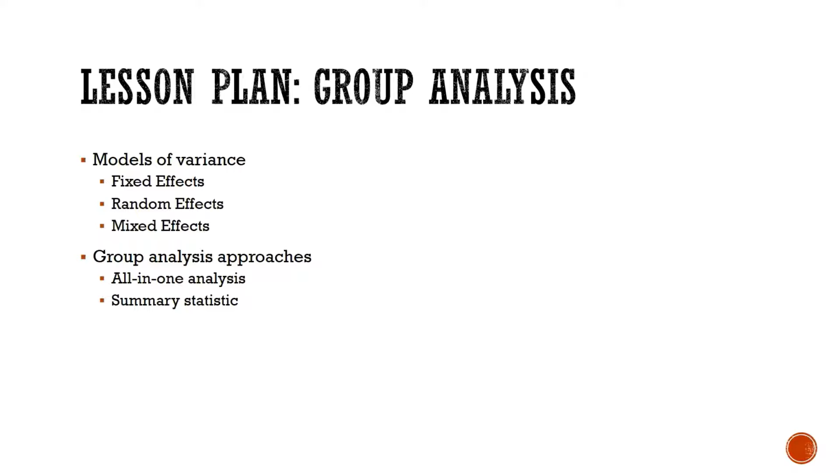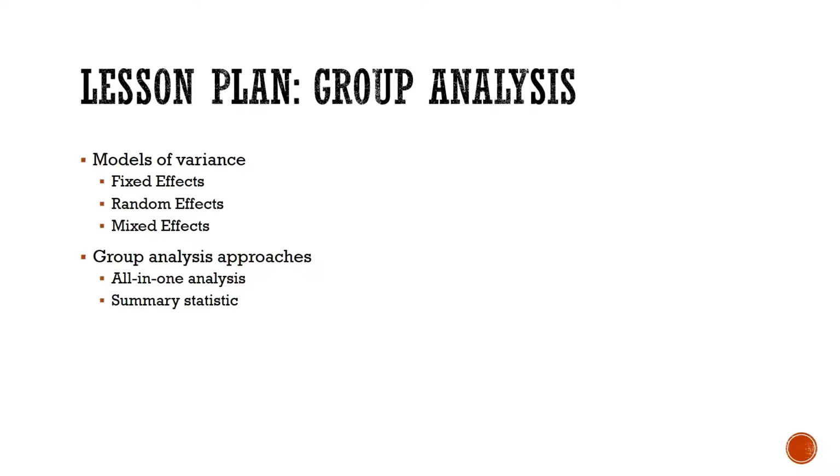First, when you aggregate subjects at the group level, what is the right model of variance that you should use in doing such aggregation? And in particular, what is the difference between them, and how do they affect your ability to draw inferences towards the rest of the population? So there we will be covering fixed effects, random effects, and mixed effects analysis.